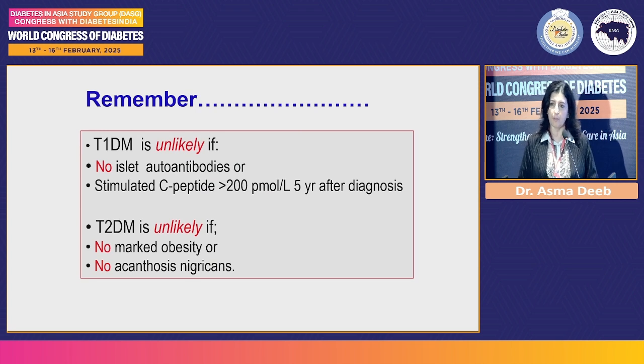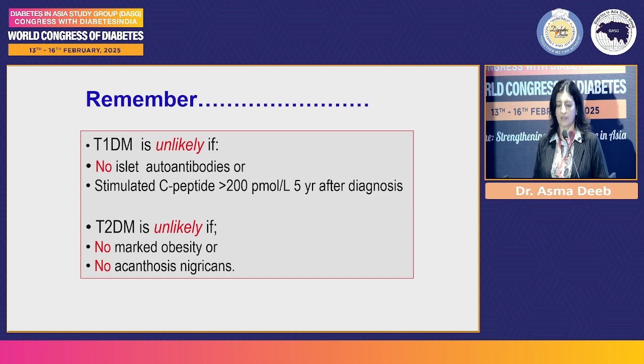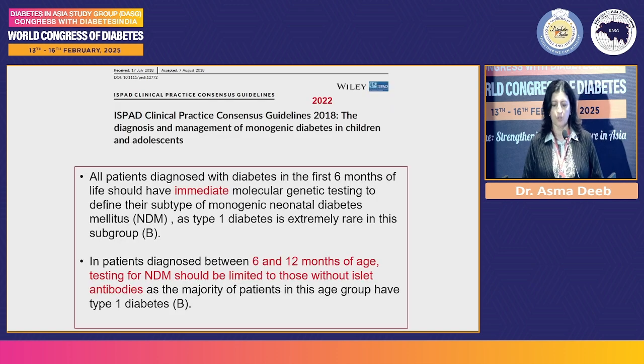We all need to remember that type 1 diabetes is unlikely if there are no islet antibodies and if the stimulated C-peptide is still there many years after diagnosis. And type 2 is unlikely if there's no marked obesity and no features of insulin resistance. These are the basics that we always need to remember. Ladies and gentlemen, do revise the clinical guidelines of ISPAD about monogenic diabetes, because that's very important.